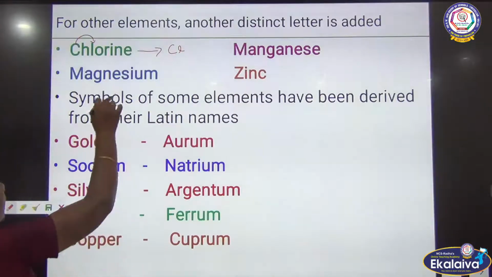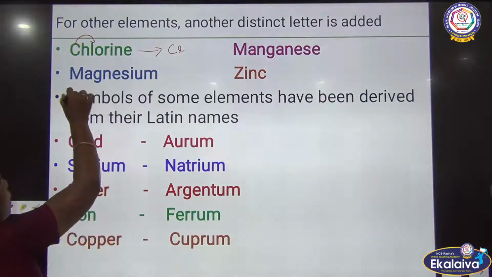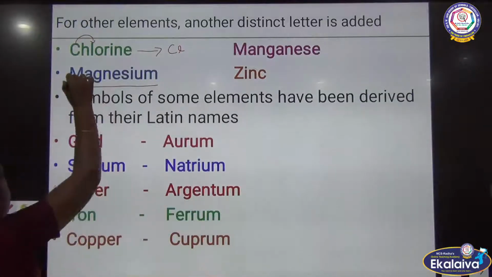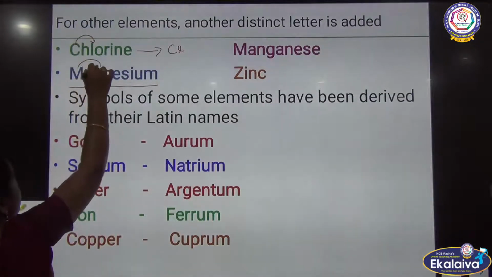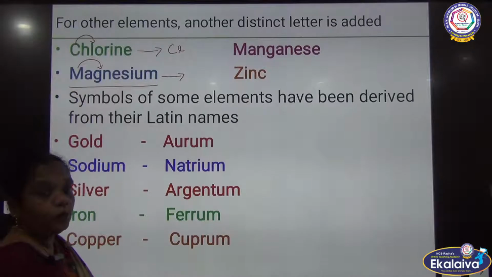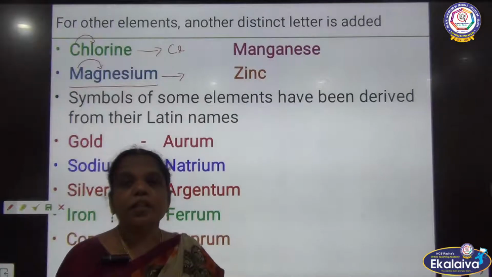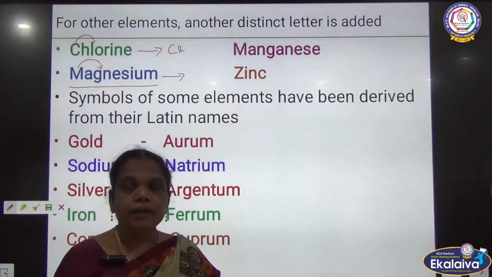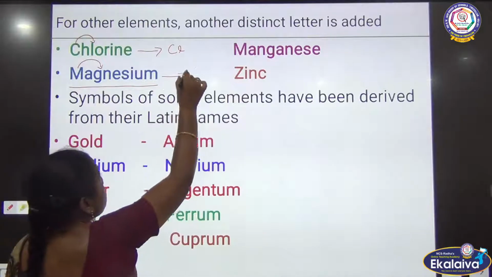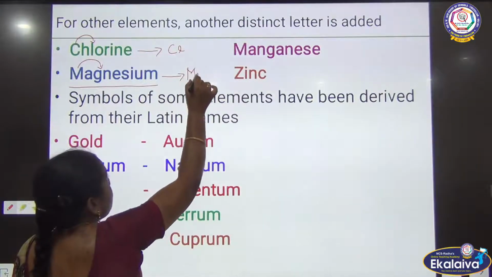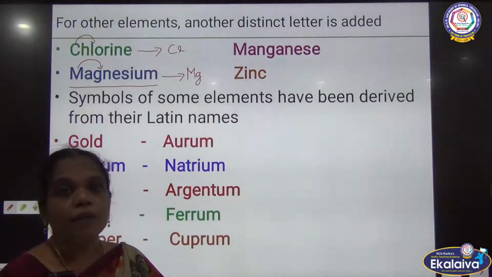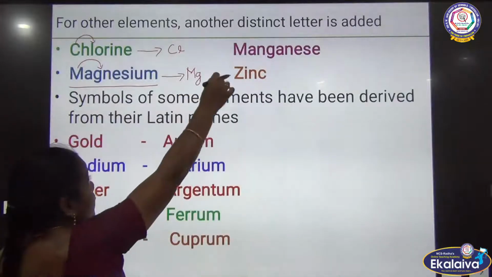And next, magnesium. What is this called? Magnesium. The first letter of magnesium is M and the third letter is G. So Mg. How to write? If we want to write two letters in an abbreviation, the first letter should be in capital letter and the second letter should be in small case. Understand? So M, g. Mg. What is the symbol for magnesium? Mg.